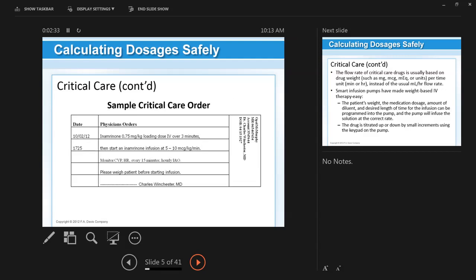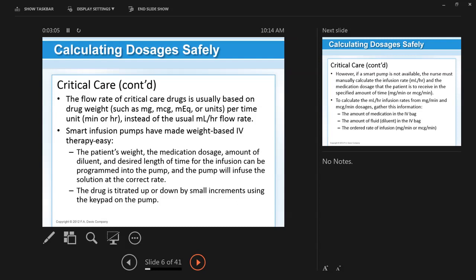Here's an example of what an order might look like, and so here we've got a medication that they're going to give over 3 minutes, and then we're going to get an infusion started, 5 to 10 micrograms per kilogram per minute. And so this is the type of problem where we figure out what you would set your pump to. If we have the client's weight in kilograms and we have a dosage of medication, what are you going to set your pump at so that you can deliver this dose of medication to the client?